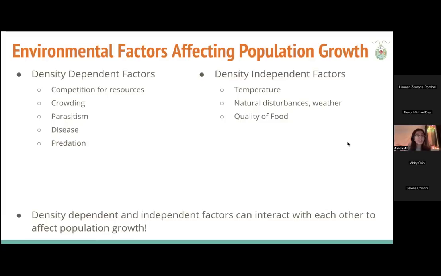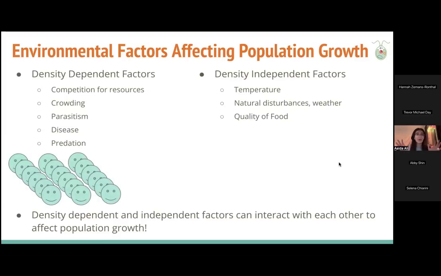I have an example here actually. If we click forward, let's say we have a whole lot of people just jumbled up together. They're hanging out, they're having a good time. And let's say a virus comes in.